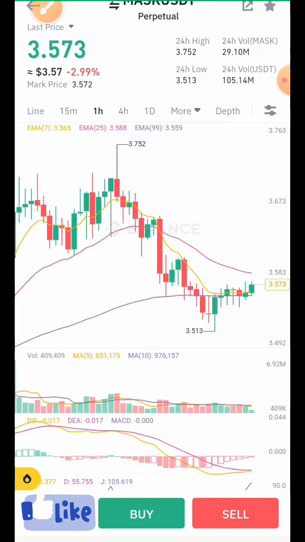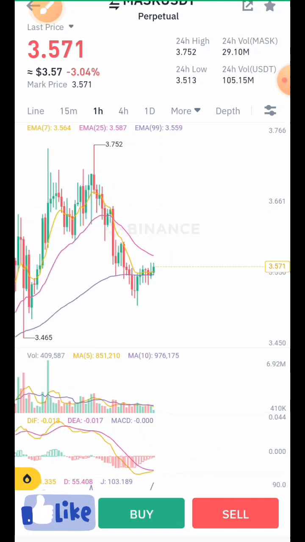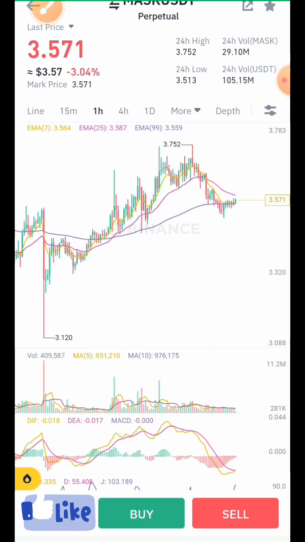The 1 hour time frame. This is a very important topic, guys. You don't want to miss this. Now after seeing this, you can go to the 1 hour time frame to follow the chart and make profit on the chart.